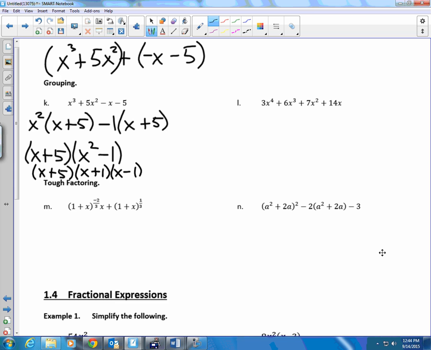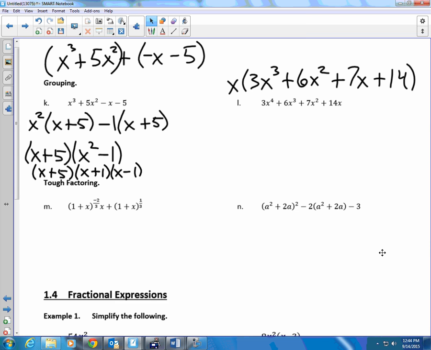All right. What is the first rule of factoring? Take out a GCF. Here it's x. So we take out the x. 3x to the third plus 6x squared plus 7x plus 14. Uh-oh, I'm going to have parentheses inside of parentheses.